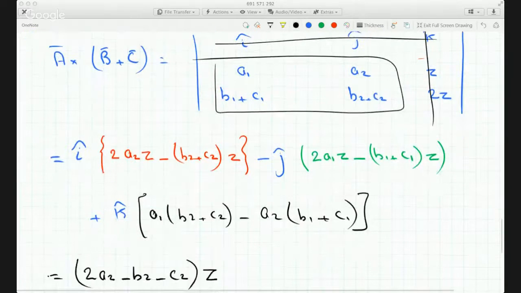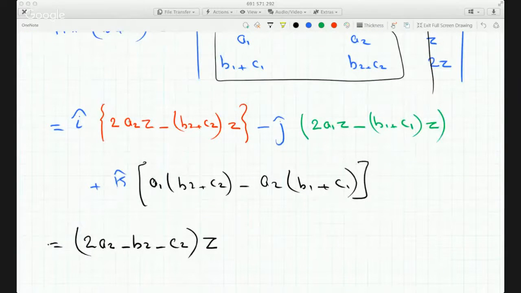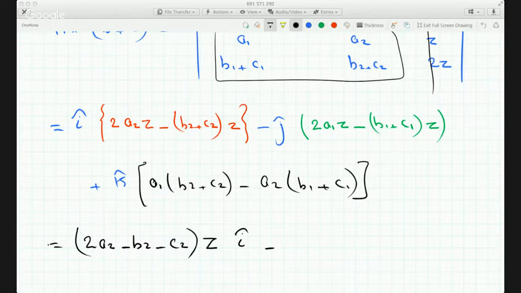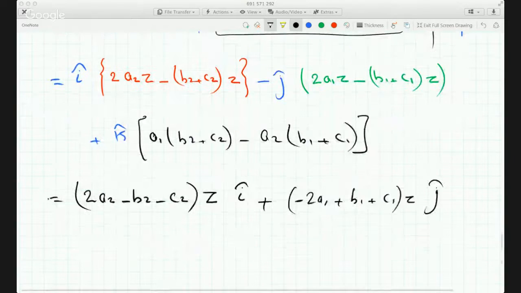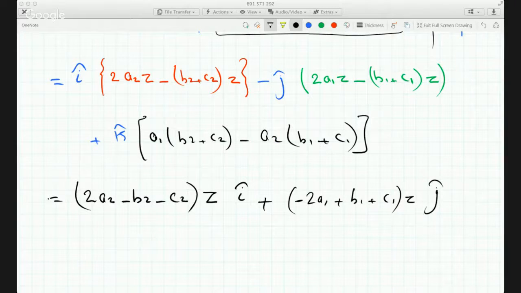Oh, wait. Yeah, with the other guy. So this is all the i here. Minus 2. Actually, why don't we bring the minus sign in? So this becomes a plus. So minus 2a1 plus b1 plus c1 times z. And that's the jth component. And then the last one is the k.